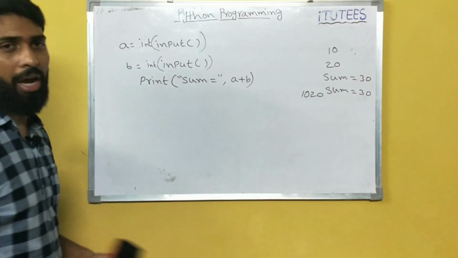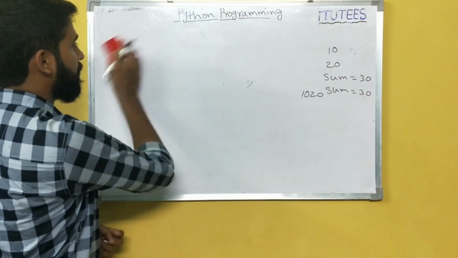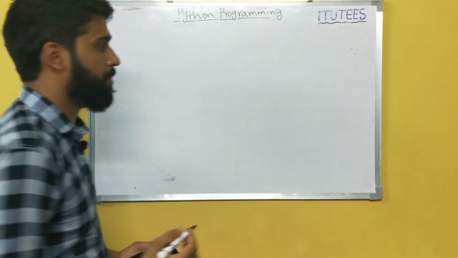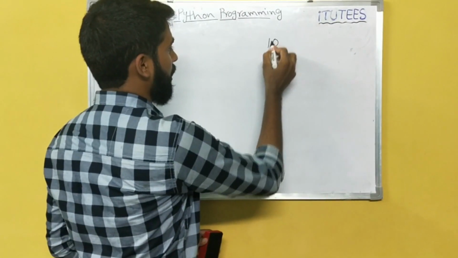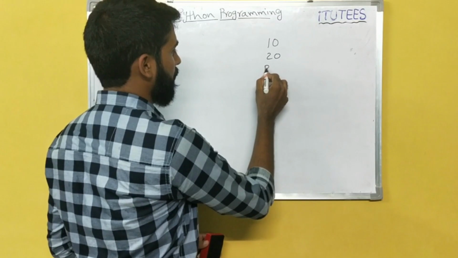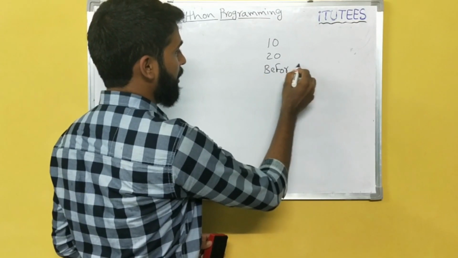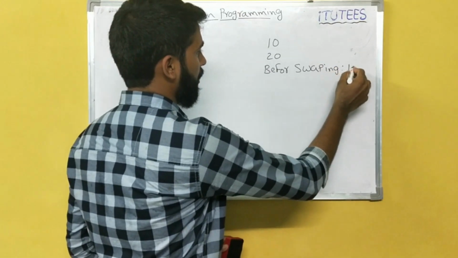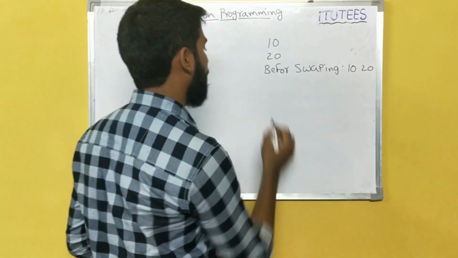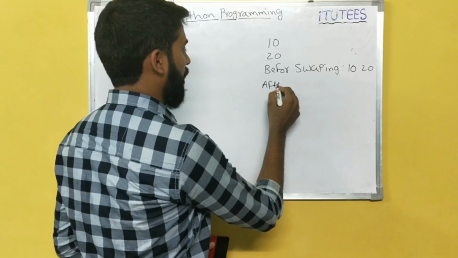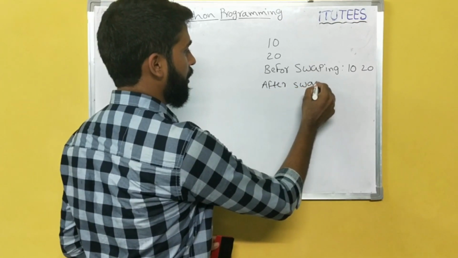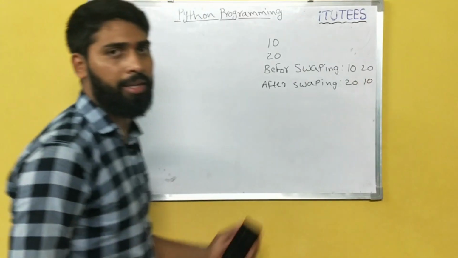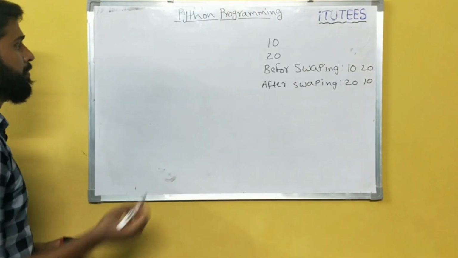Now you can see another program: swapping of two numbers. I am taking two variables, 10 and 20. It prints like this: before swapping 10, 20. After swapping 20, 10.